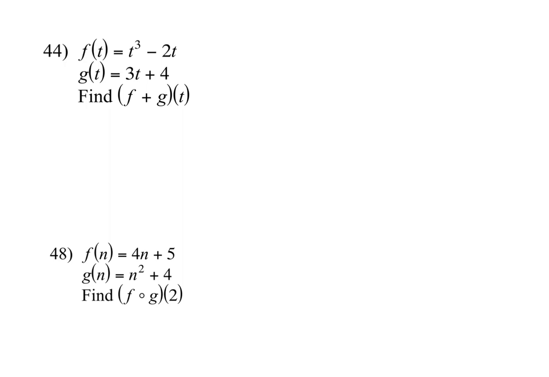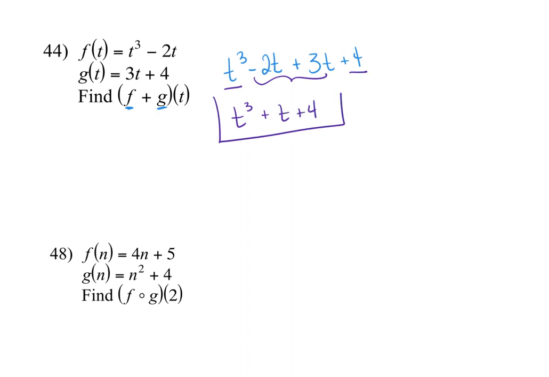When you have something like addition, you're literally just combining like terms. So what this means is the f function, which is t cubed minus 2 times t, plus the g function, which is 3t plus 4. So you just combine like terms. Nothing combines with this. These two will combine, and this doesn't combine with anything. That is your answer, right?